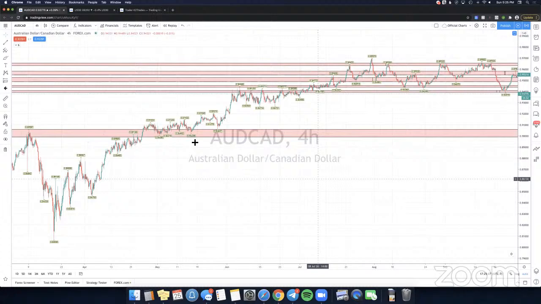So if you have these zones on your chart, it gives you an edge in the market so you know exactly where to trade and where not to trade.